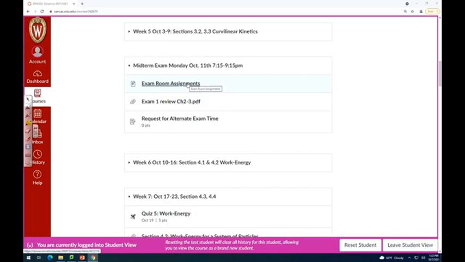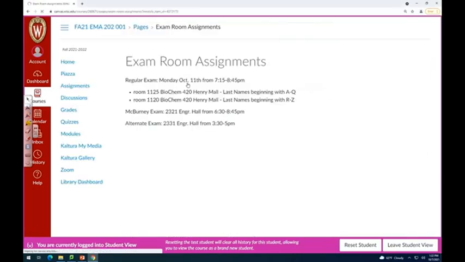There's also exam room assignments. I'm going to send this out in an email later today. But those of you who are either McBurney students or needed the alternate exam time, you should have seen an email from me this morning already. If you haven't, that's an indication that you are not on my list of McBurney students or alternate exam time students. So if that's not right, you got to let me know as soon as possible.